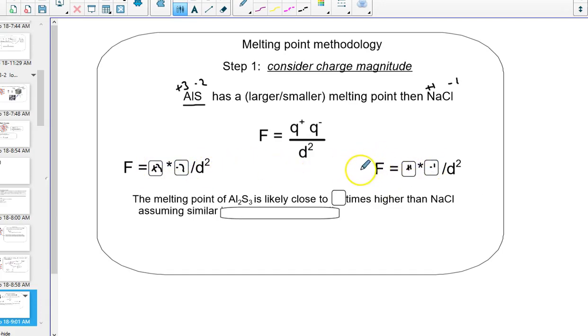The sign, positive or negative, really just means if it's attracting or repelling. If it's negative, it means it's attracting. If it's positive, it means that it's repelling. But that for us doesn't really mean much. But notice that obviously having a 3 and 2 here is going to be 6 times larger than the 1 and 1. Therefore, this guy here is going to be larger due to the sizes of charges as seen by Coulomb's law. The melting point of Al2S3 is likely to be close to 6 times larger than NaCl, assuming a similar radius.